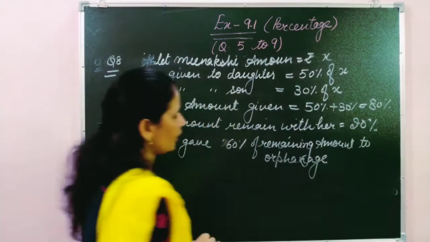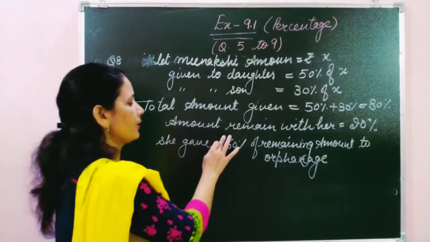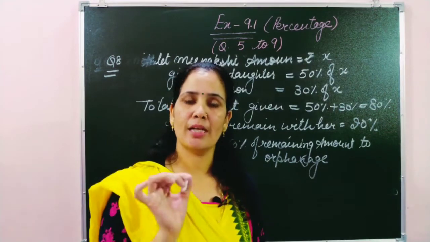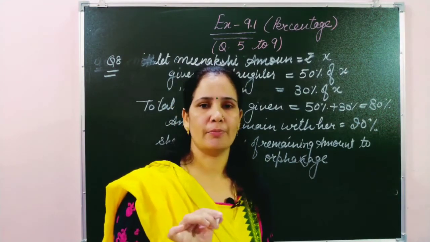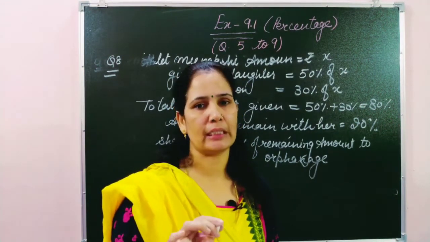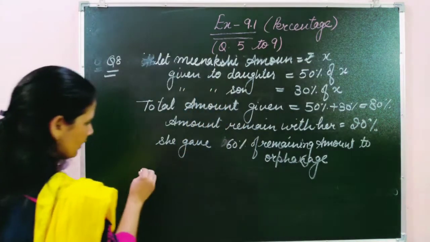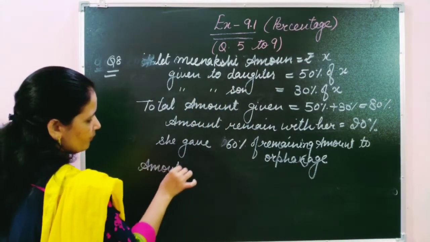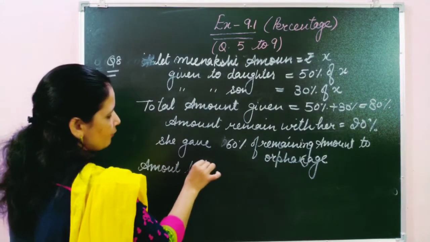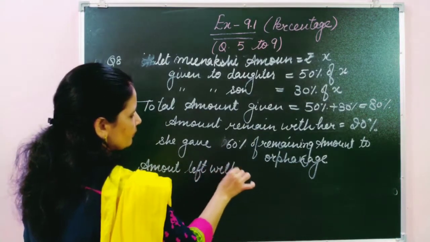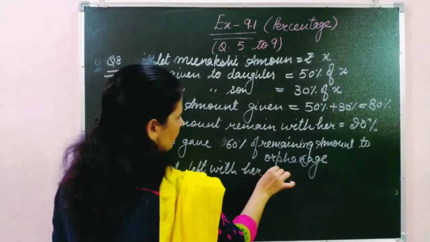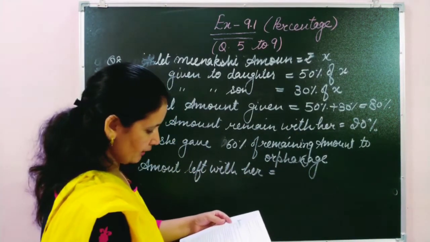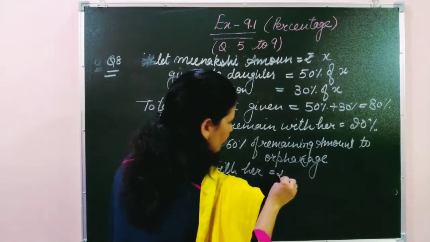Okay, she gave 60% of the remaining amount to the orphanage. So how much amount is left with her? 40%. 40% of 20. That means the amount left with her is rupees 9,250.